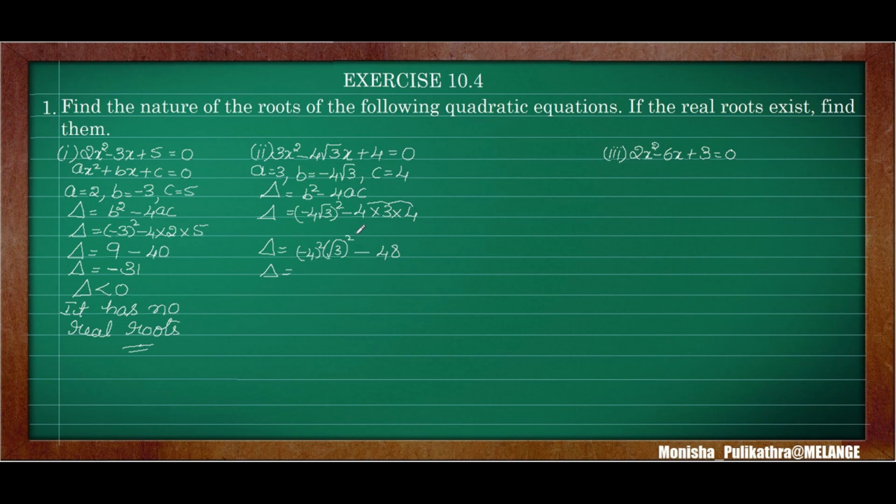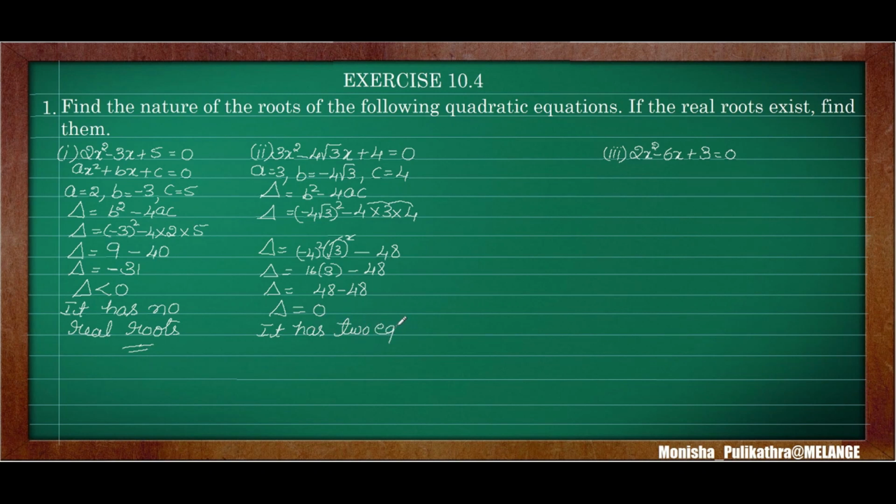So delta is equal to, here square and root get cancelled. The remaining is 4 square, which is 16, and 3, here minus 48. So delta is equal to 16 3s are 48, minus 48. So delta will be equal to 0. Okay. If delta is equal to 0, then it has two equal roots.